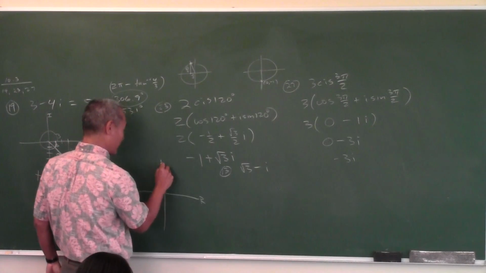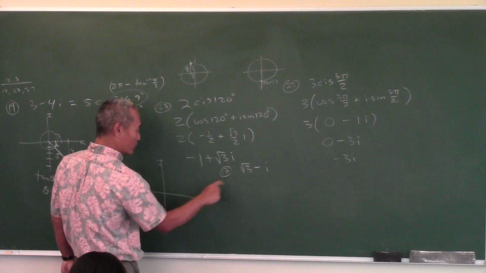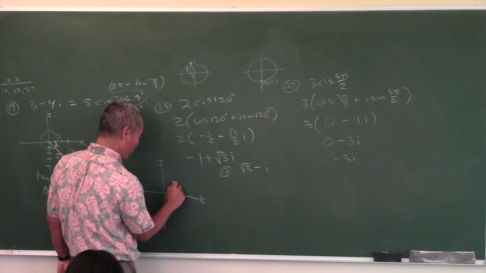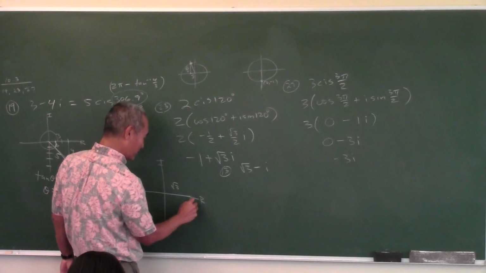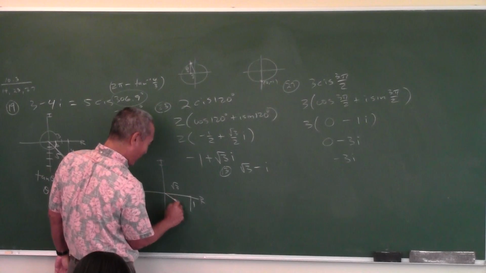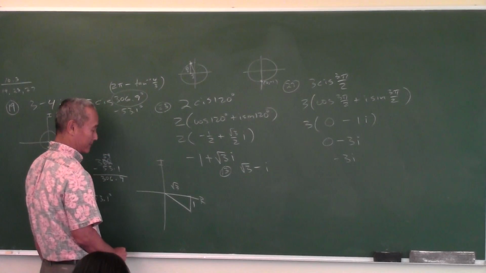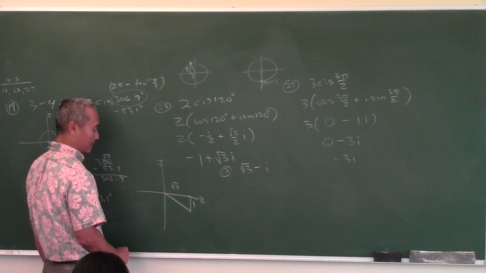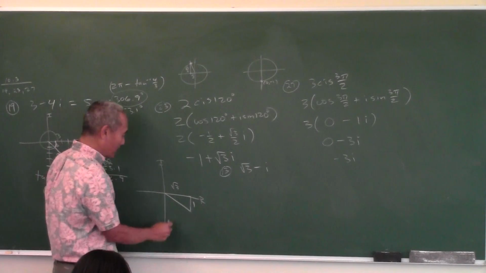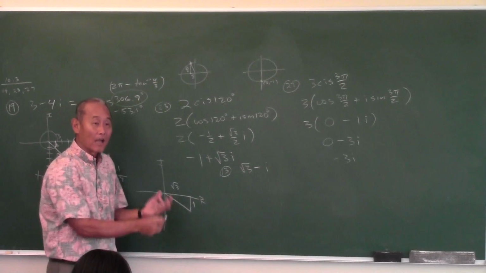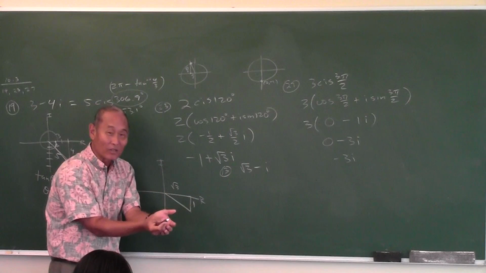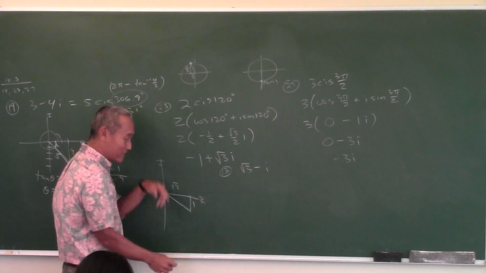So here's the real and the imaginary axis. If I go root 3 to the right, and I go 1 down, how far from the origin am I? 2. Thank you. How come you guys take so long? The hypotenuse is always double the short leg. So whatever the short leg is, just double it.